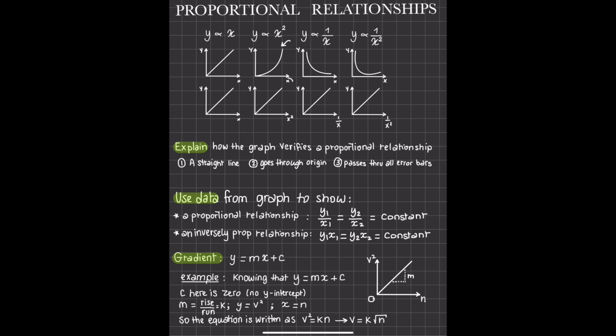So instead of representing x on the x-axis, you can replace it by x squared, and you can have a linear relationship, which makes it easier for us to get the gradient and to analyze.